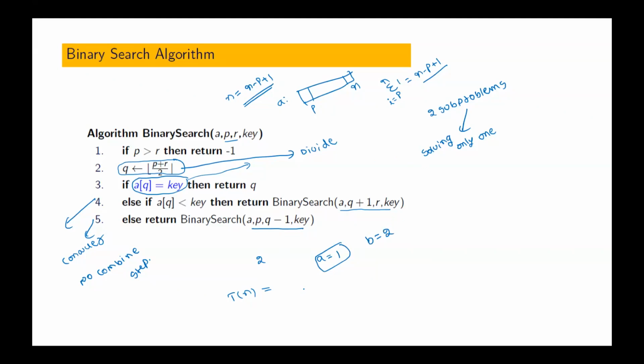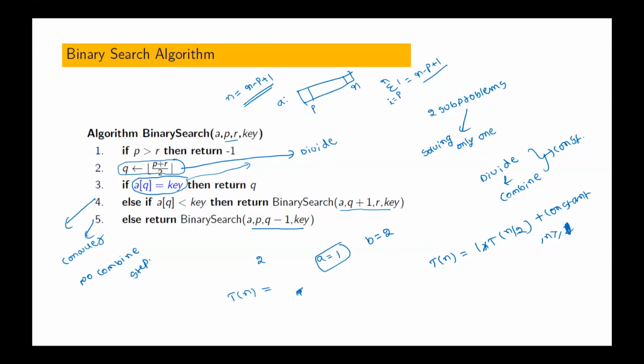So what is our recurrence relation? T of n is a times T of n by b plus f of n. What is the amount of work we are doing in the divide step and combine step? It is constant. So what is the recurrence relation for this? T of n equals 1 times T of n by 2 plus some constant. Is that correct? This holds when n is greater than or equal to 1.